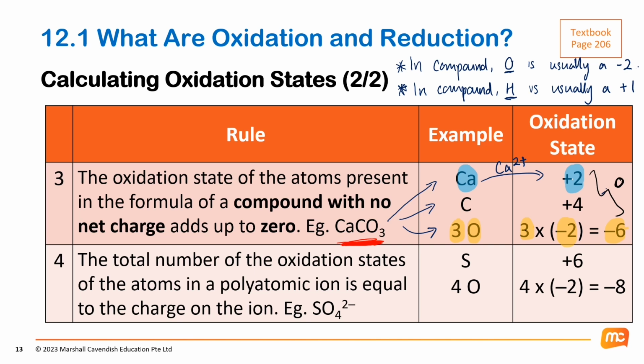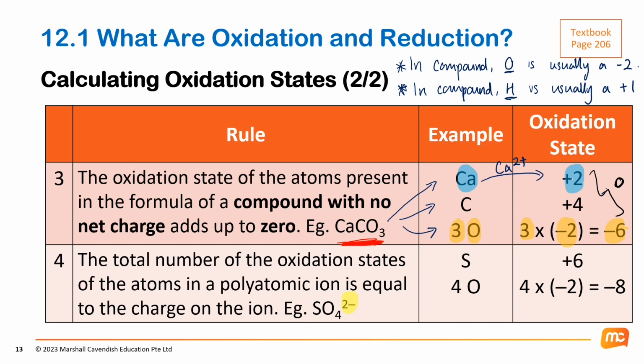Rule 4. Rule 4 says that if there is, however, a charge now, so let's say you're looking at sulfate ion, so you know that sulfate has an SO4 2- charge. That means that overall, when you add up all the oxidation states, you must end up with 2-. Right, so what does this mean again?